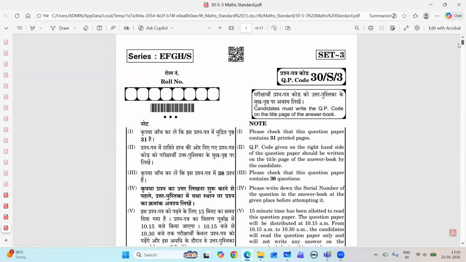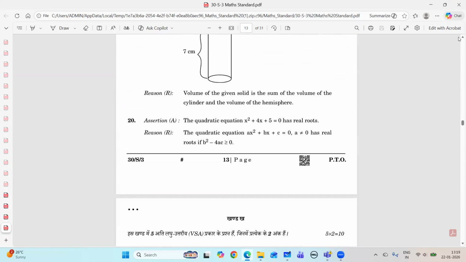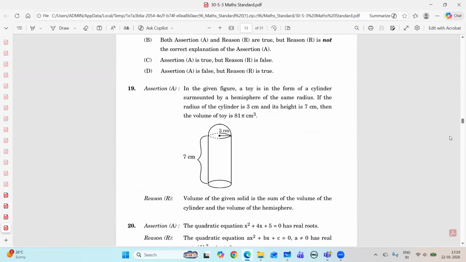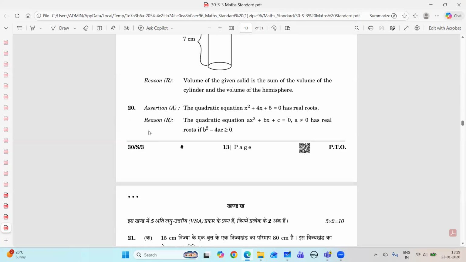That is question number 20. Assertion: the quadratic equation x square plus 4x plus 5 equal to 0 has real roots. Reason: the quadratic equation ax square plus bx plus c equal to 0, a not equal to 0, has real roots if b square minus 4ac is greater than or equal to 0.